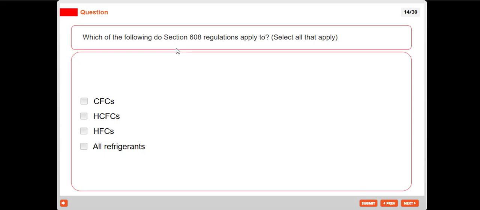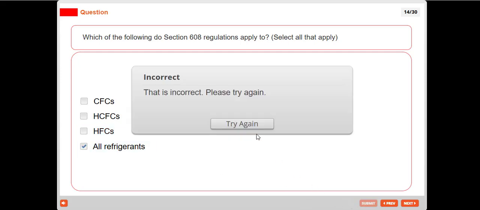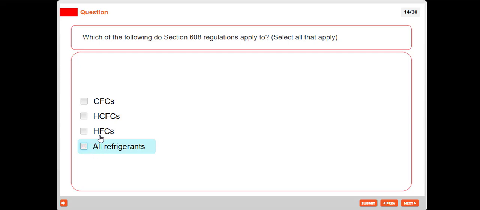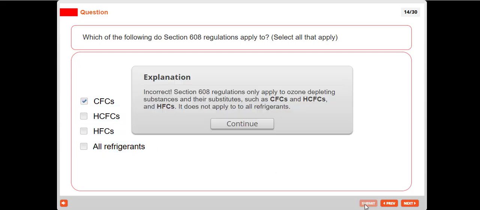Which of the following do Section 608 regulations apply to? HCFCs, HFCs, all. I think CFCs are more. CFCs and HFCs, this means both. CFCs and HCFCs and HFCs.